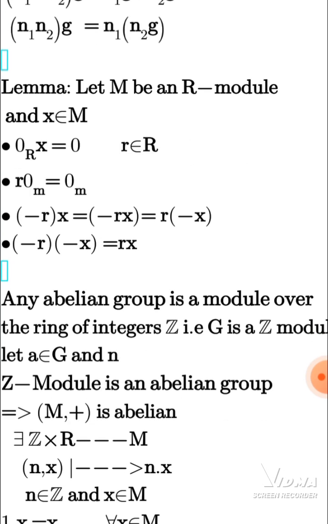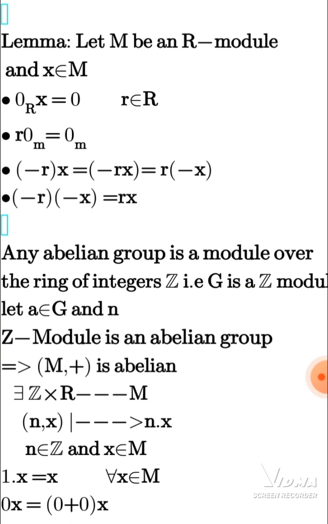Now this implies that M plus is abelian. Of course, that word is very important. M plus is abelian. Therefore, there is this Z in R that is mapped to M. Since it is abelian, of course n will be mapped to nx, where n is in Z and x is in M.